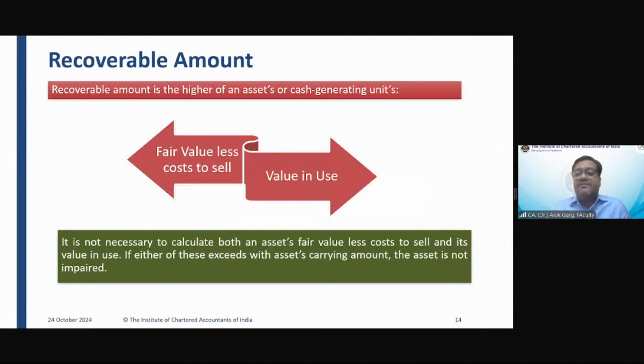Then friends, we discussed fair value less cost to sell and value in use. For example, if you have computed fair value less cost to sell and it is more than the carrying value, in that case, you are not required to compute value in use. Or vice versa, if you have computed value in use and it is more than the carrying value, you're not required to compute fair value less cost to sell. Why? Because your recoverable amount is the higher of fair value less cost to sell and value in use.